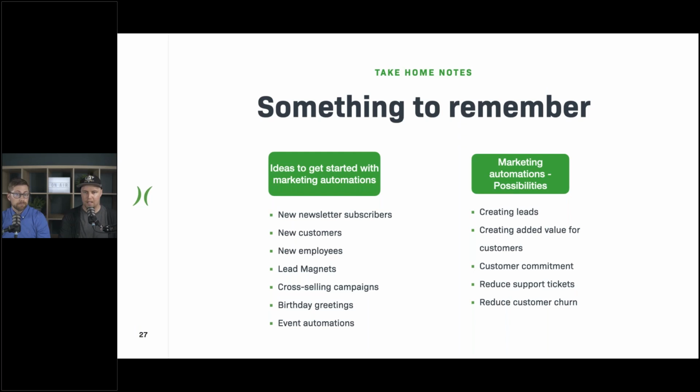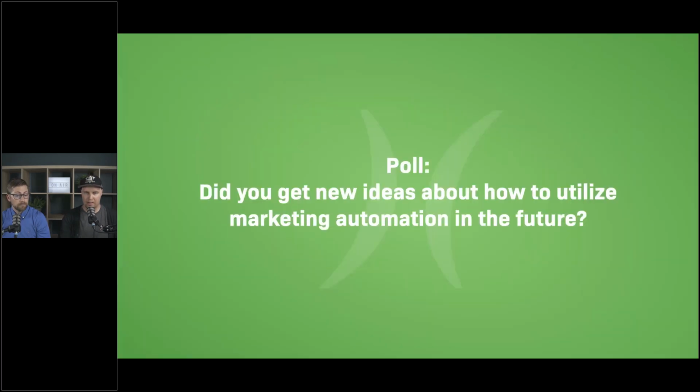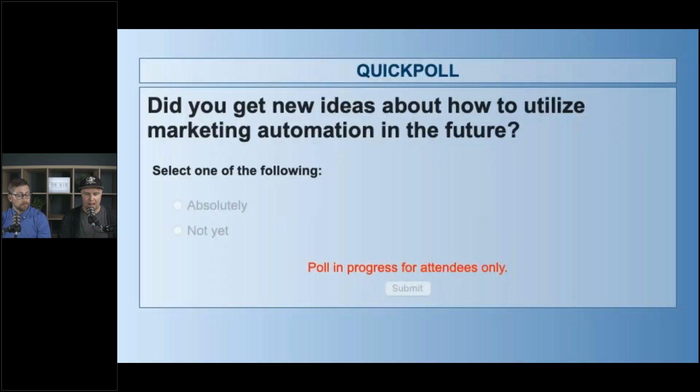Yeah. And this webinar has been all about giving you ideas and putting you to think about how you could utilize marketing automation. So the question is, did you get any new ideas? And absolutely, and not yet. We keep positive. Not yet could mean that tomorrow you have an idea after you've processed what we have talked about. So this is what we try to do here today, giving you ideas.